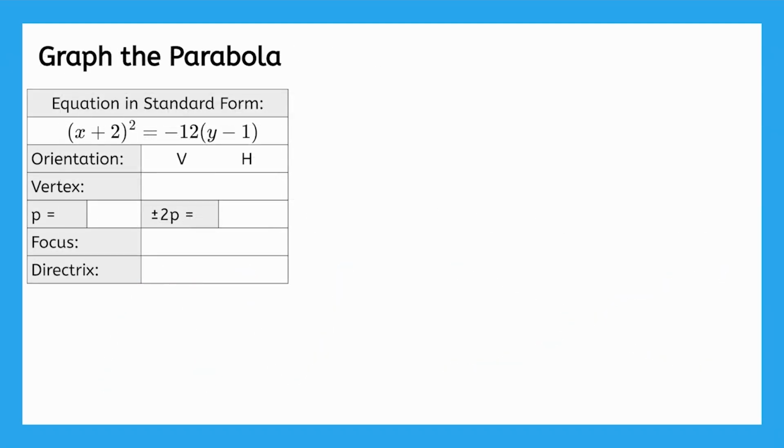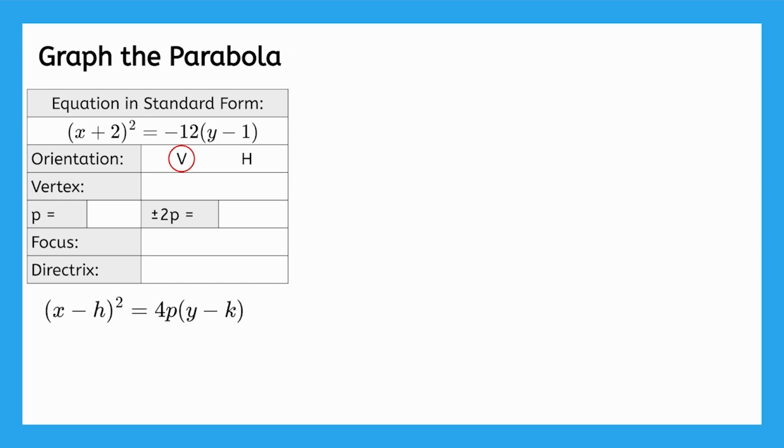Let's use what we've learned to graph the equation (x + 2)² = -12(y - 1). We'll use this chart to track the information we need. To graph parabolas, start by identifying the orientation, the vertex, and the value of p. First, let's determine the orientation. Which way does the parabola face? Since the x term is squared, this parabola will be vertical and will open either up or down.